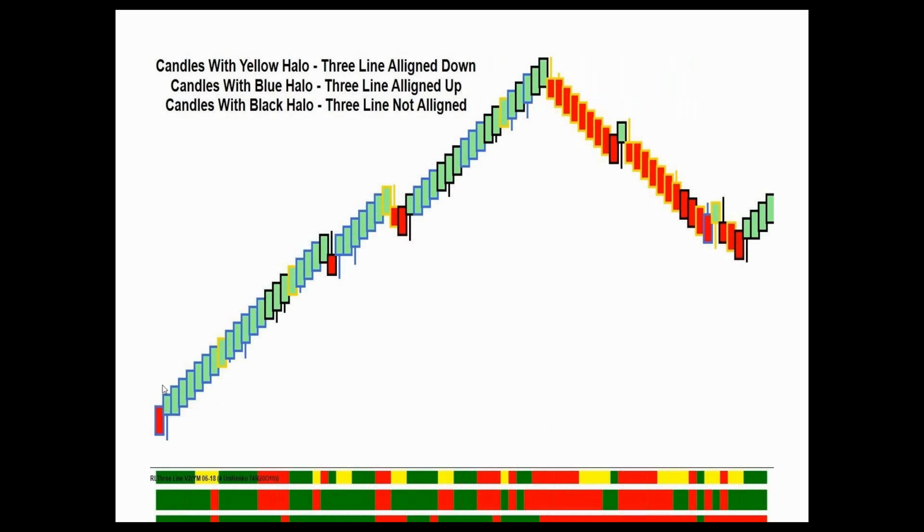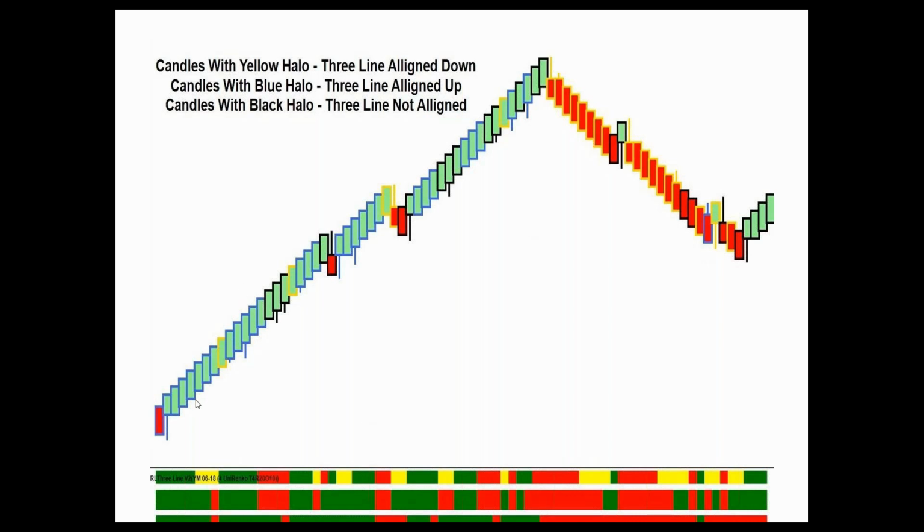So all you've got to do is look at the halo. When the three lines align to the upside, you're going to get blue, and you're going to get a long trade. When it's blue on a pivot, you're going to get a long trade. When it's black on a pivot, the bot will not trade it long. When it's haloed in yellow or gold, the bot will trade it short.